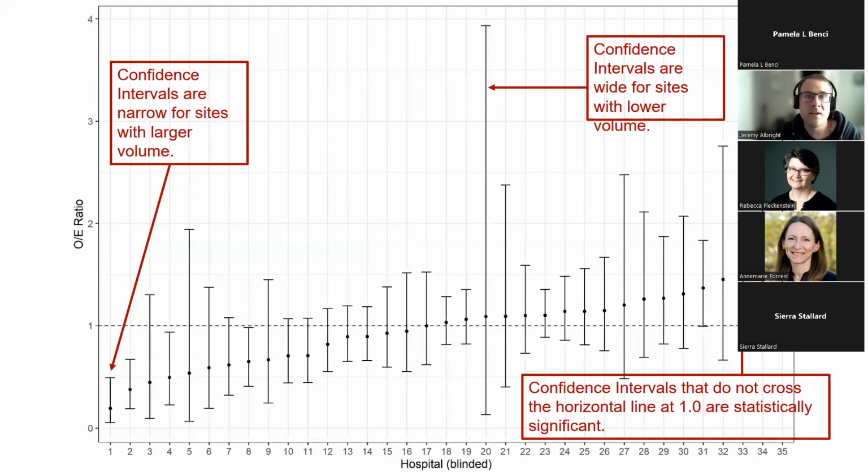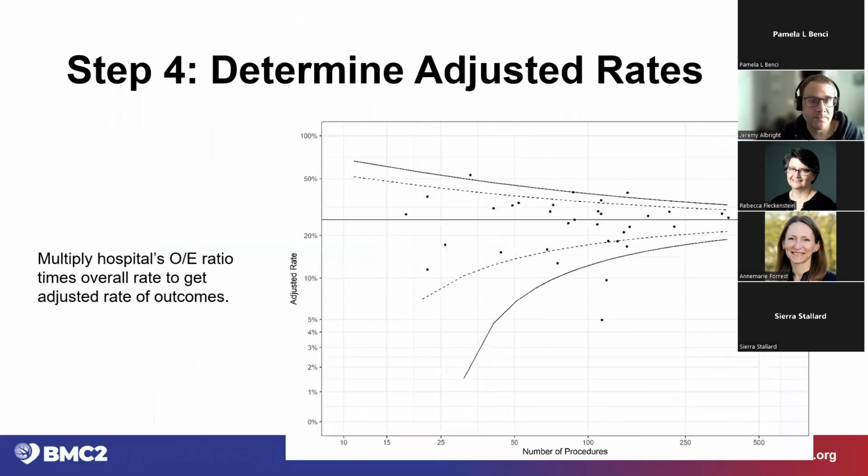It just means we might want to take a second look as to what's going on, just to give you a sense of where you stand vis-a-vis the rest of the system. Okay, so we've calculated now these OE ratios, and we've presented them for you, and we've given you some sense of the uncertainty in the estimates that we have, taking into account the patient volume at your site. We then take that OE ratio and we use it to calculate an adjusted rate.